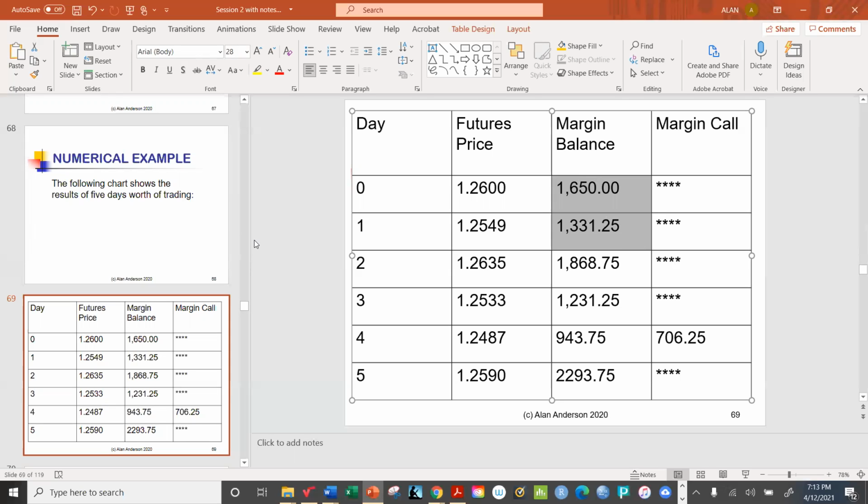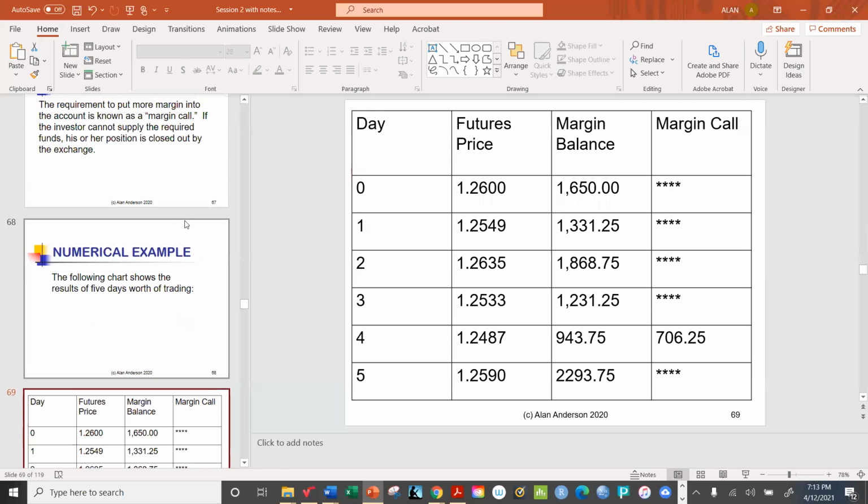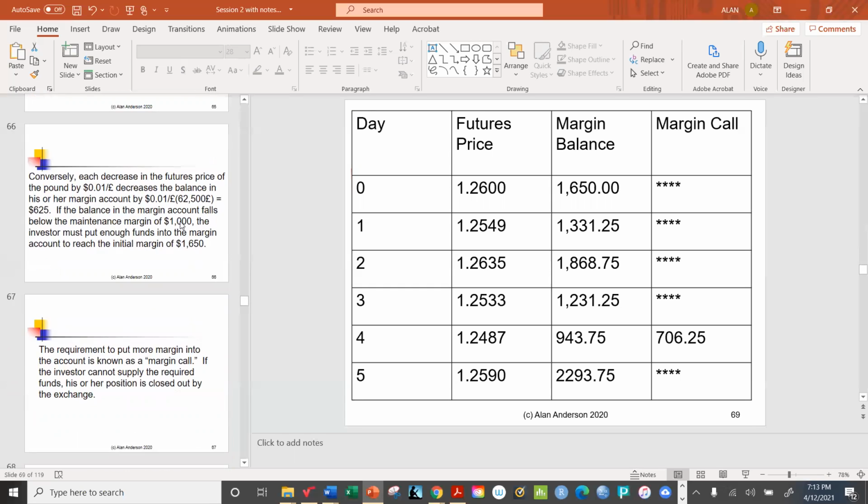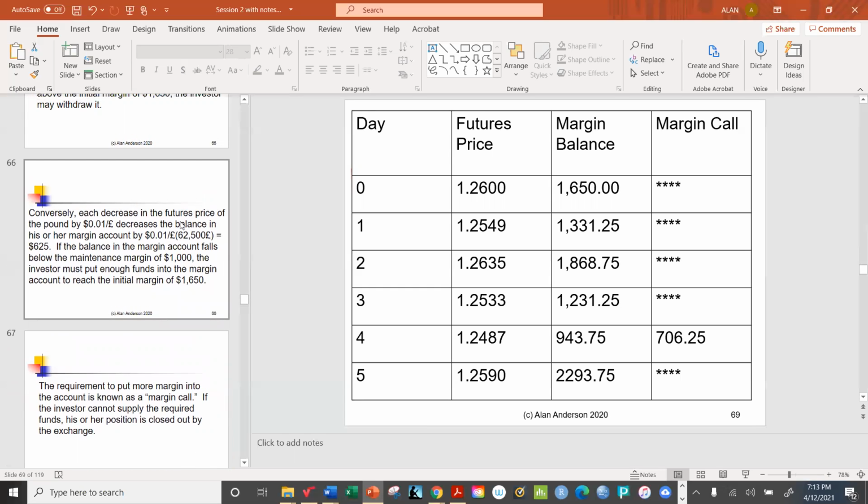But remember, my maintenance margin is, I forgot already. Oh, 1650. Wait, that can't be right. No, sorry, the initial margin was 1650. The maintenance margin is 1,000. So that means if my margin balance ever falls below 1,000, like I said before, you have to top it up, it's called, and put enough money back to make sure that you're back up to your initial margin.